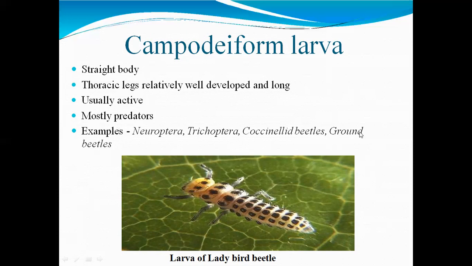Examples are ground beetle and Neuroptera. This is an example of the larva of a ladybird beetle.